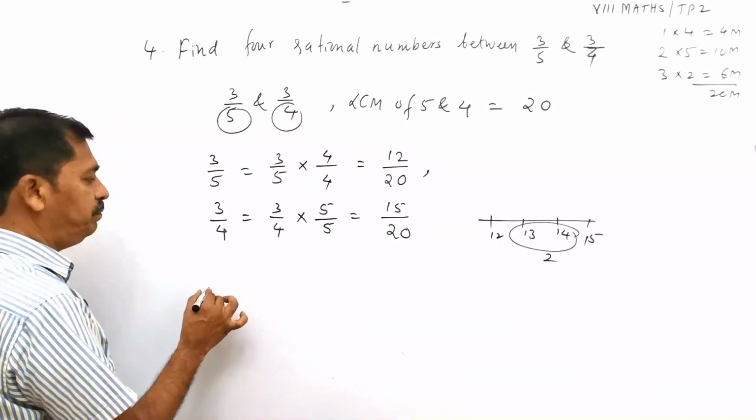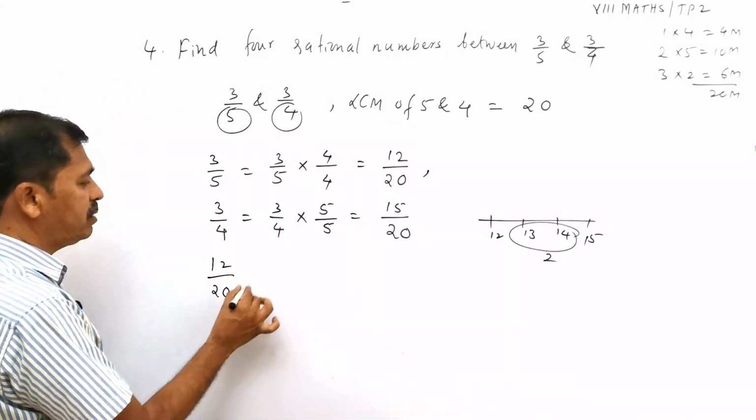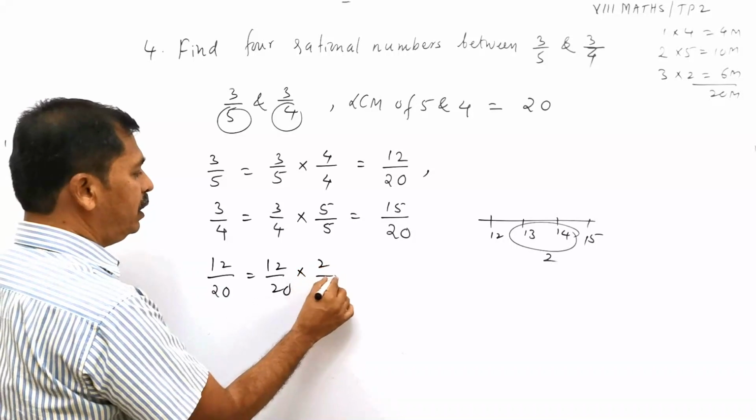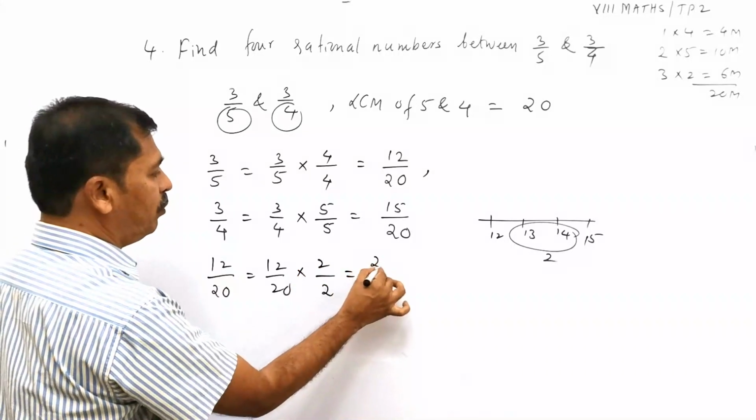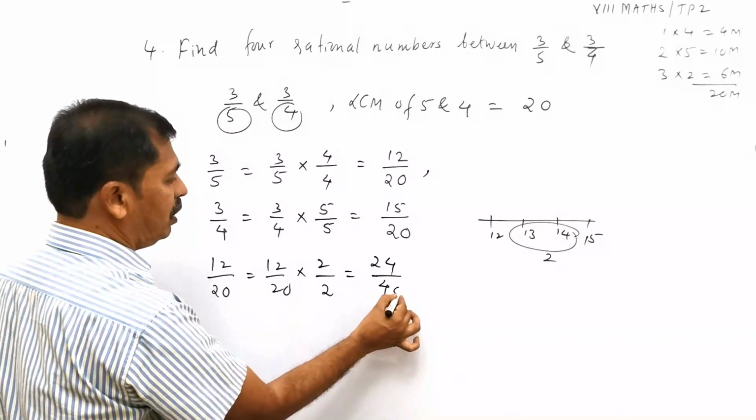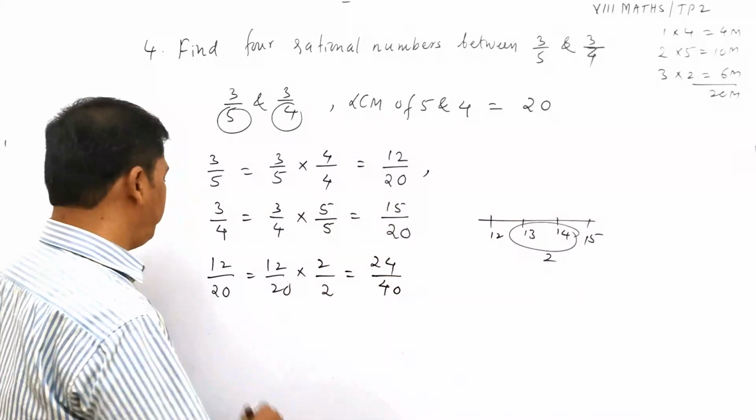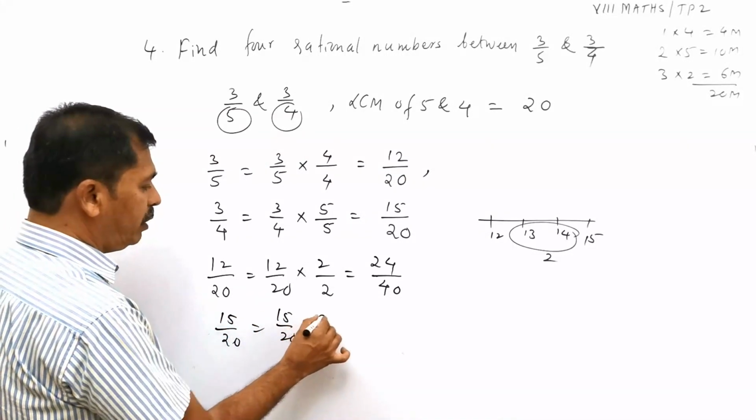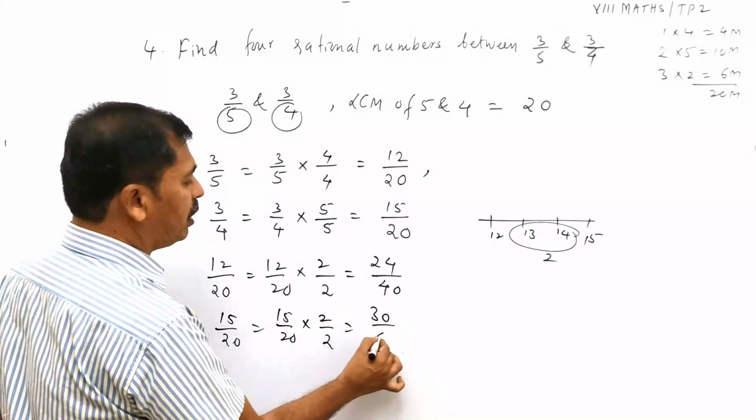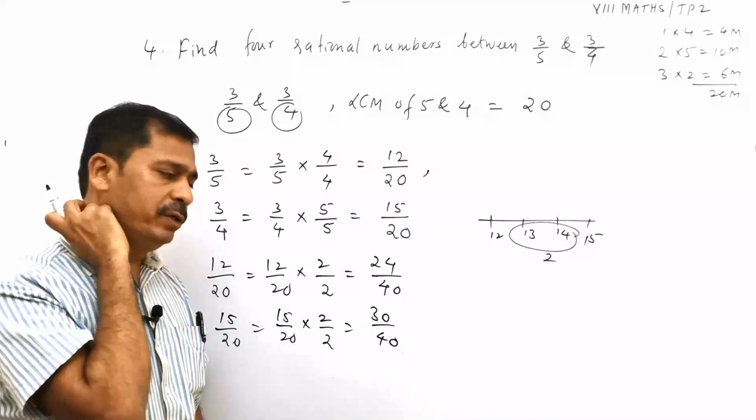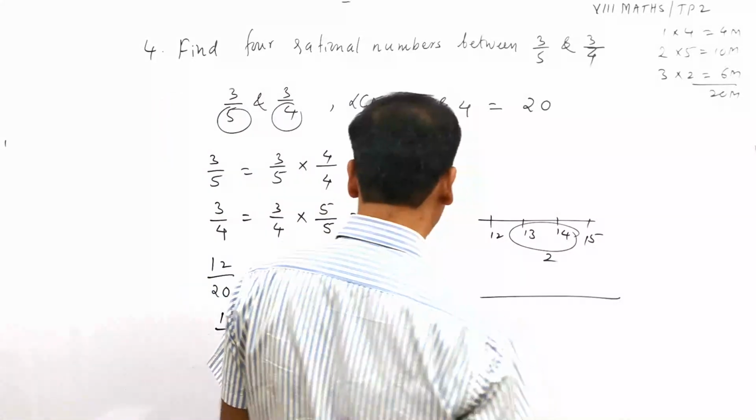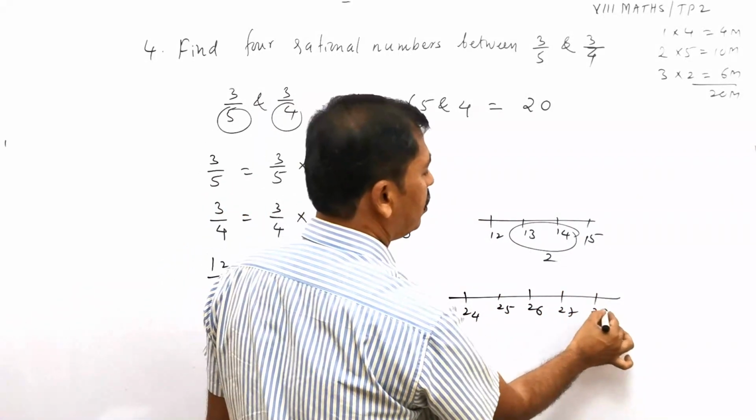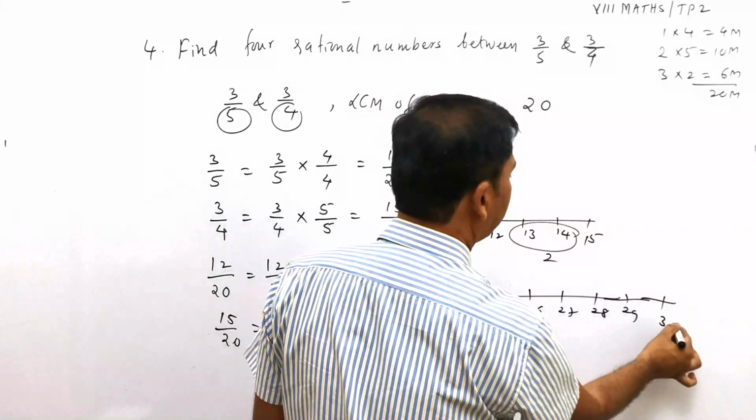See 12 divided by 20. 12 divided by 20 can be written as 12 divided by 20, you multiply simply by 2, then divide by 2. So 12 2s are 24, and then this leads to how much here? 40. 15 by 20 is there. For this also I would like to multiply by 2 and then divide by 2. So this leads to 30 divided by 40. Now see, by doing so what happened? You see, this is 24, next 25, 26, 27, 28, 29 and then 30.